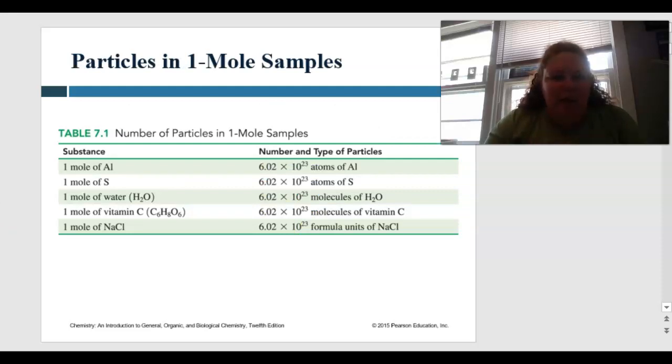So here is your table of particles in 1 mole of samples. 1 mole of aluminum is 6.02 times 10 to the 23 atoms of aluminum. Same with sulfur, atoms of sulfur. 1 mole of water is 6.02 times 10 to the 23 molecules of water. Vitamin C, since it's a combination, would be molecules of vitamin C. 1 mole of sodium chloride would be 6.02 times 10 to the 23 formula units of sodium chloride.